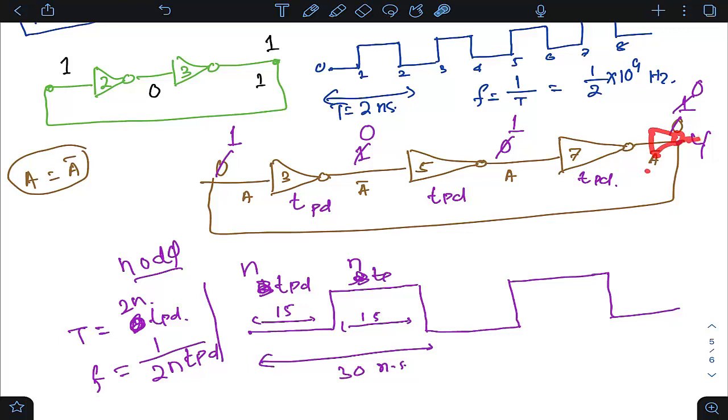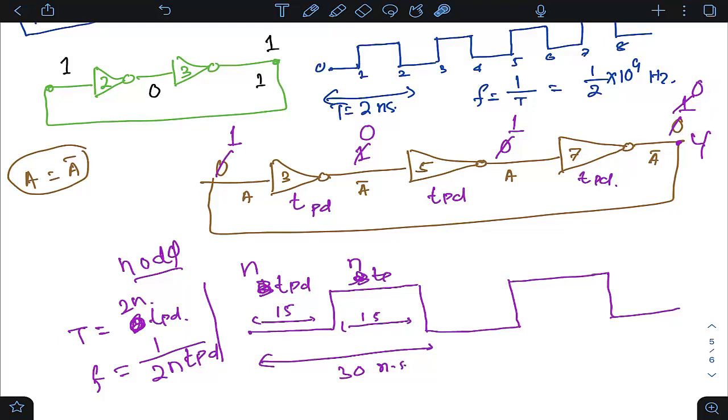So here you see A bar, again it will be A. So A and A will be again matching, so there won't be any kind of fluctuation. It will be again something like this. You go with 5 NOT gates, again you will have the problem, the unstable behavior. You go with 6, it will be again stable behavior.